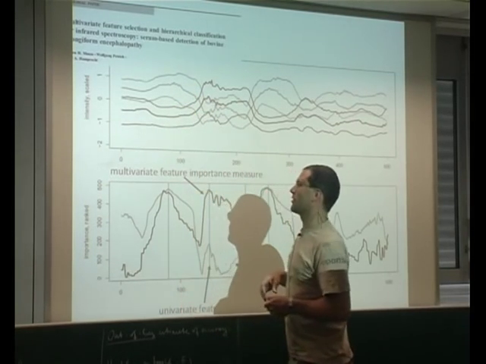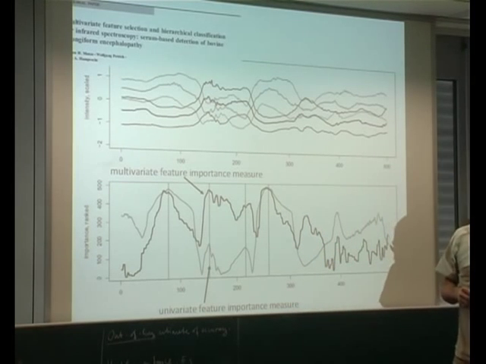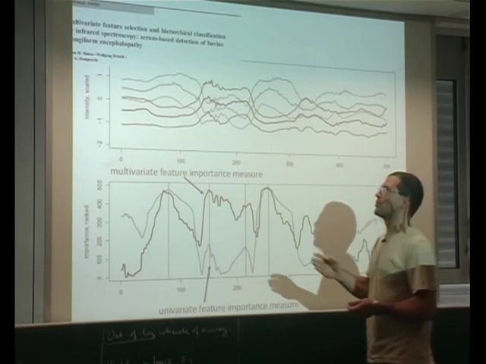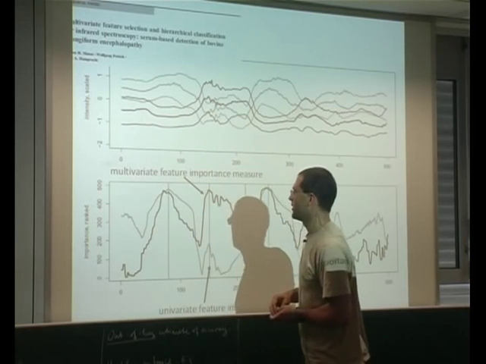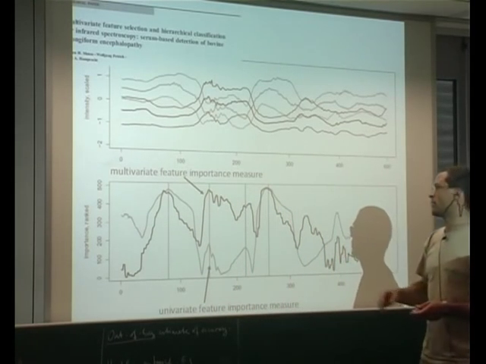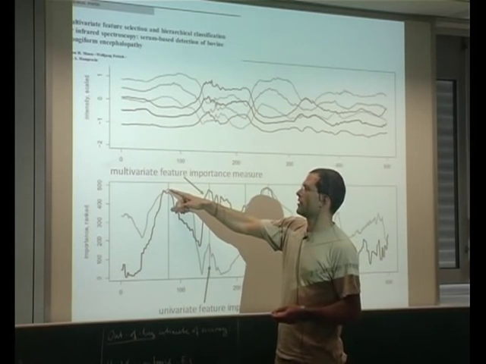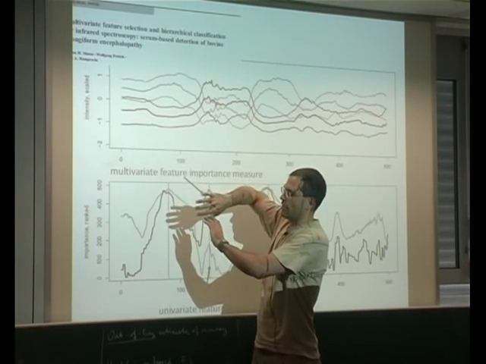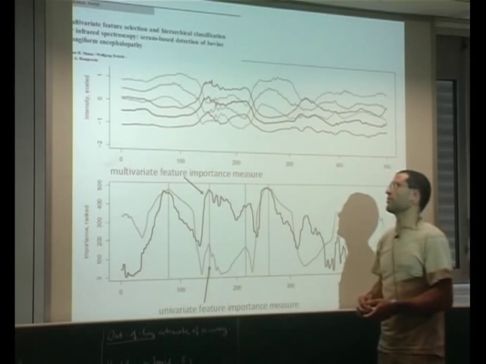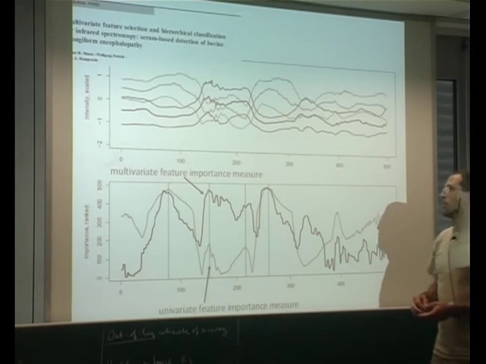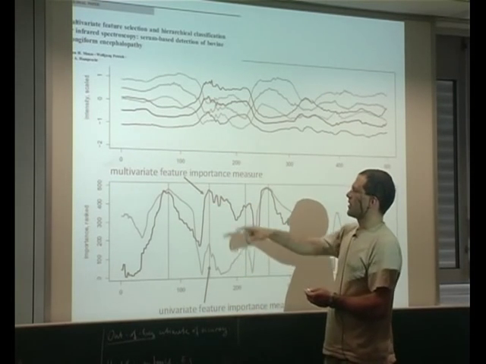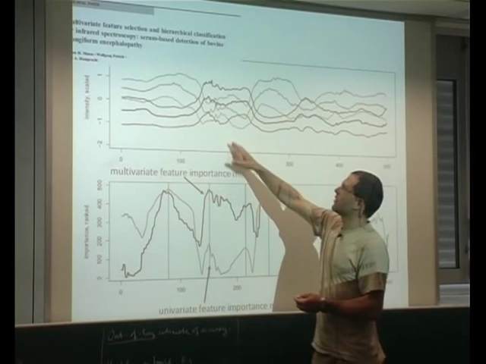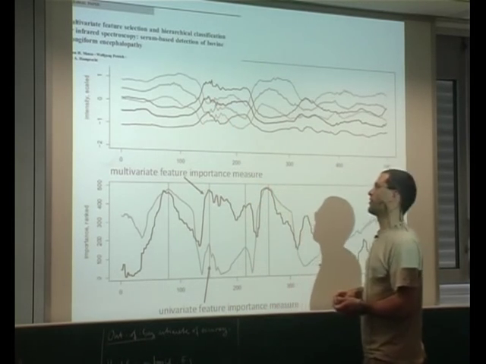And if you now use a univariate feature importance measure, like a t-test, for instance, at each individual feature and ask if it is informative or not, this is shown by the gray line down here. You get high values for those individual features that separate the classes well. But interestingly, if you now use a multivariate feature importance, in this case from the random forest, it also assigns high importance to those spectral areas where you have a lot of class overlap.